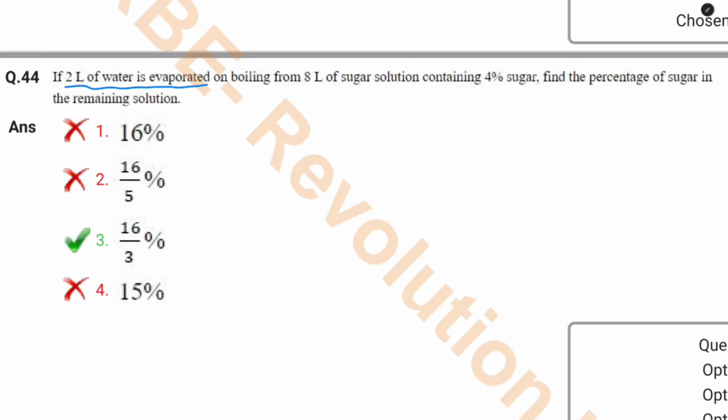2 liter of water is evaporated on boiling 8 liter of sugar solution containing 4% sugar. 8 liter means 8000 ml. So it has 4% sugar. So 8000 into 4%, it will be 320 ml sugar.